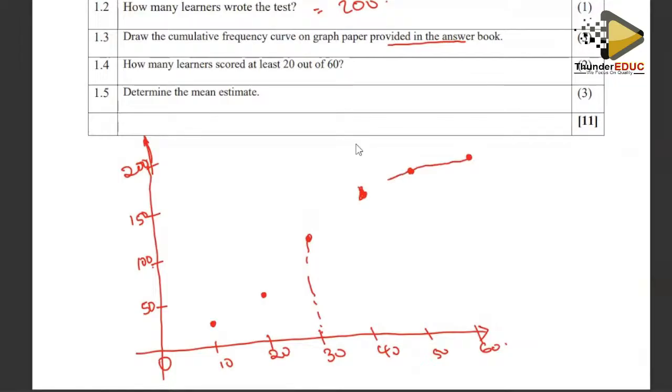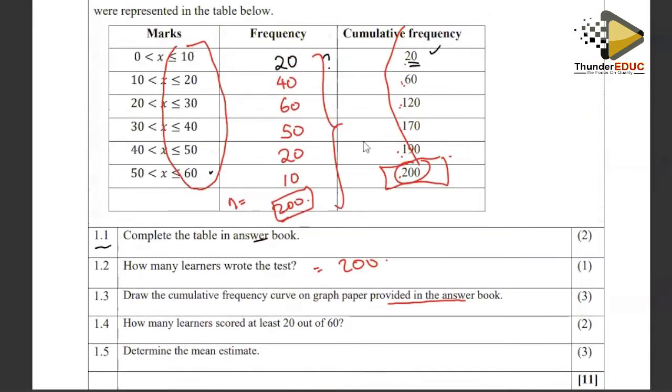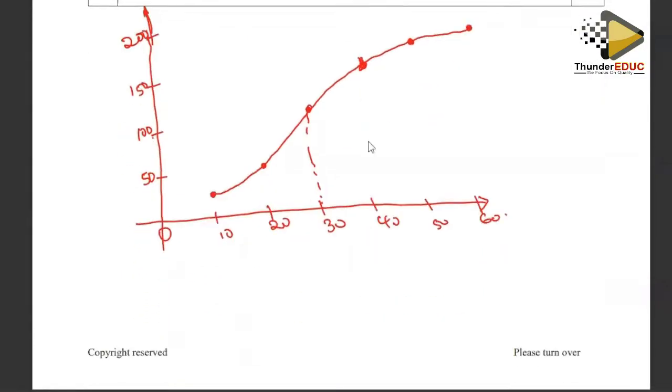Then connect your points with your freehand, and you need to extend the graph to the starting point. That's where the graph must start from. It needs to be footed. So that is the cumulative graph that we would have in that sort of scenario.